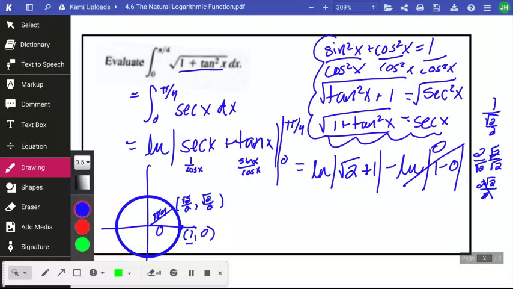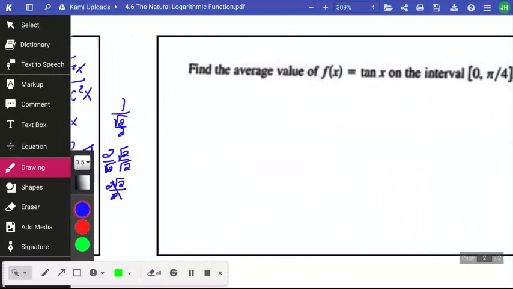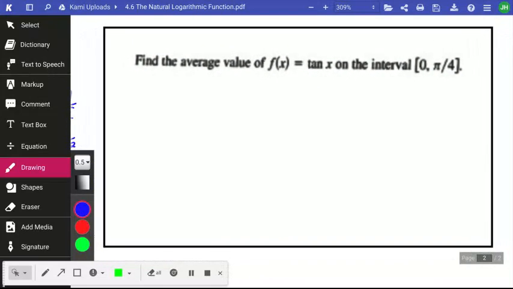So if you're looking for an exact answer, it'd be this. If you are looking for a decimal approximation, it is 0.88137. So unit circle, don't forget it. We will at some point be reviewing that heavily before your AP test.